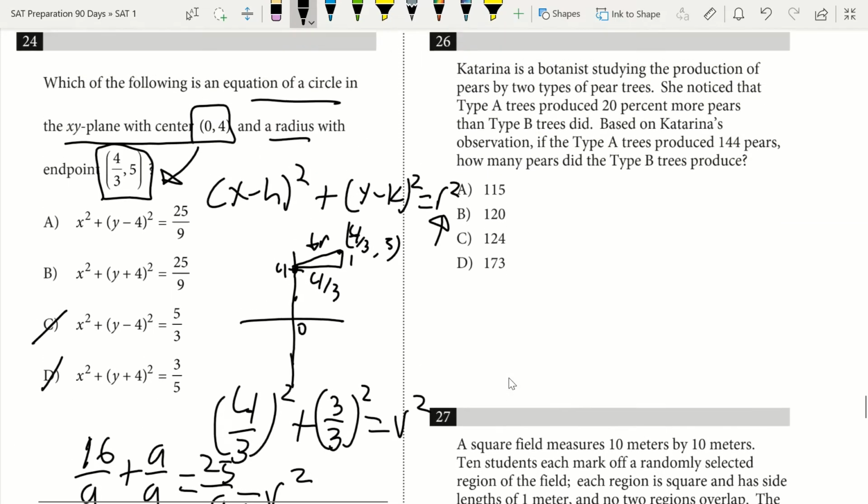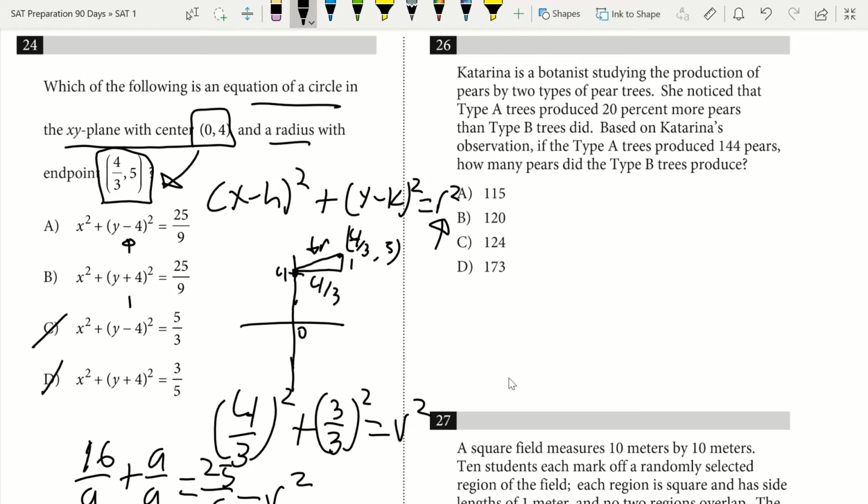At that point, we just have to determine our only difference, which is a positive versus a negative there. We know that since our center has a positive y value for its center, it's going to have to be minus, so our answer there is going to have to be A for number 24. All right, question number 25.